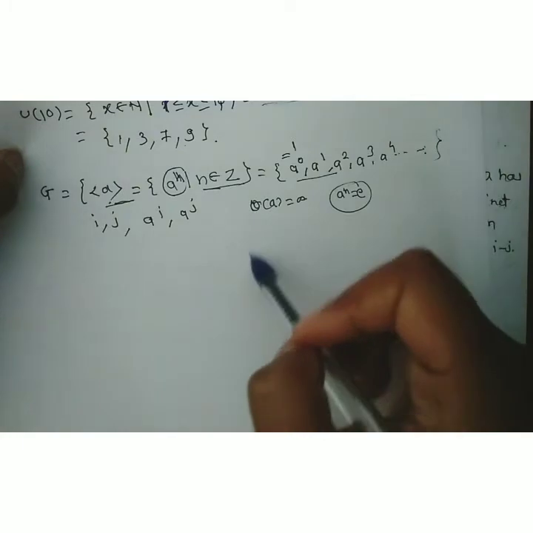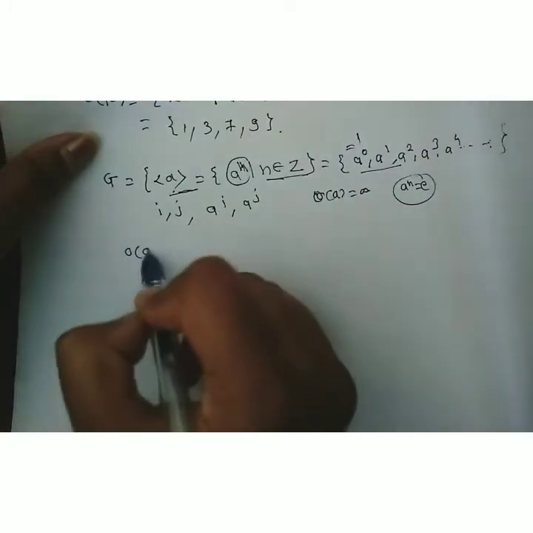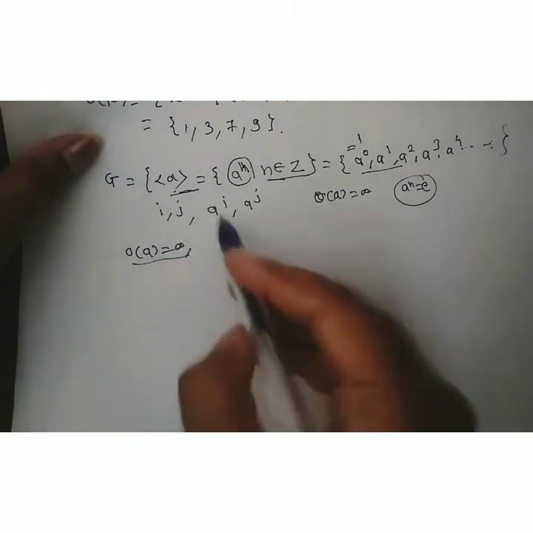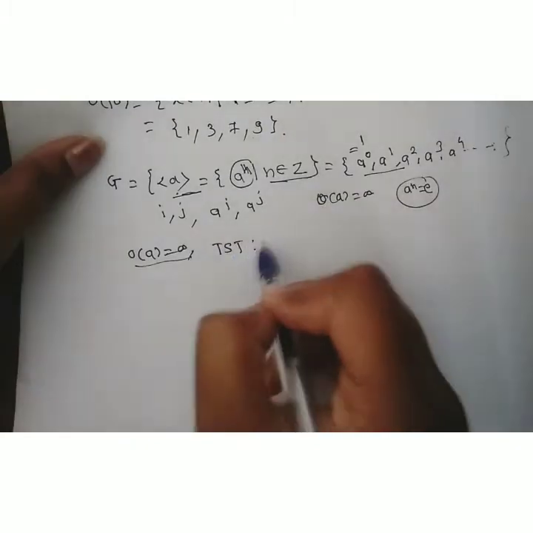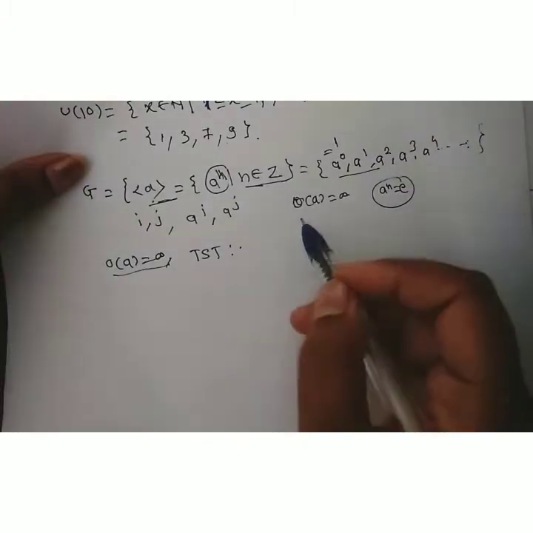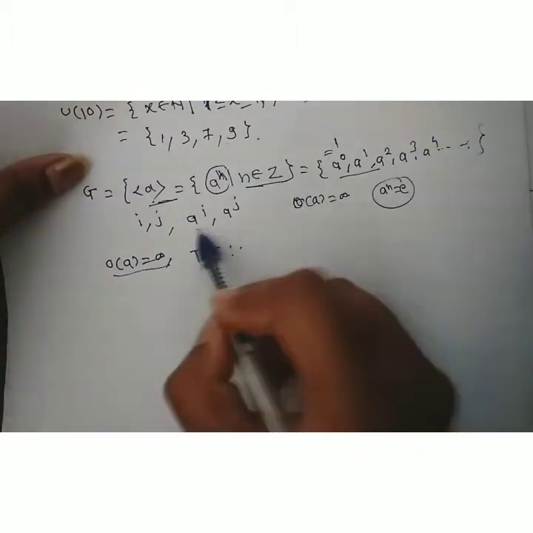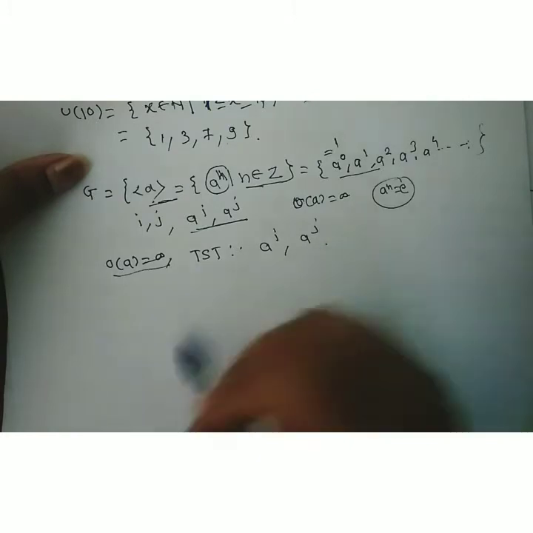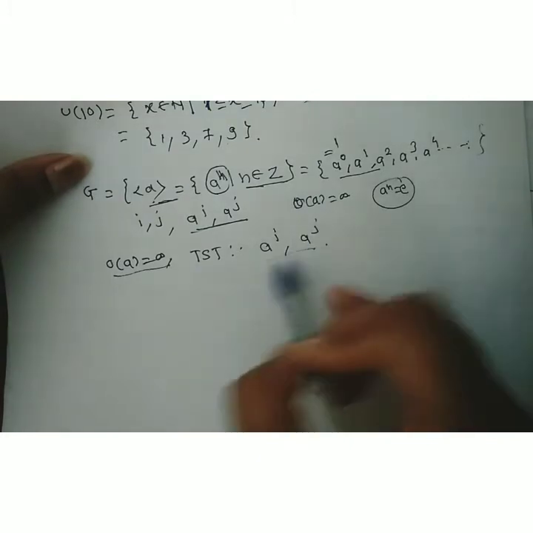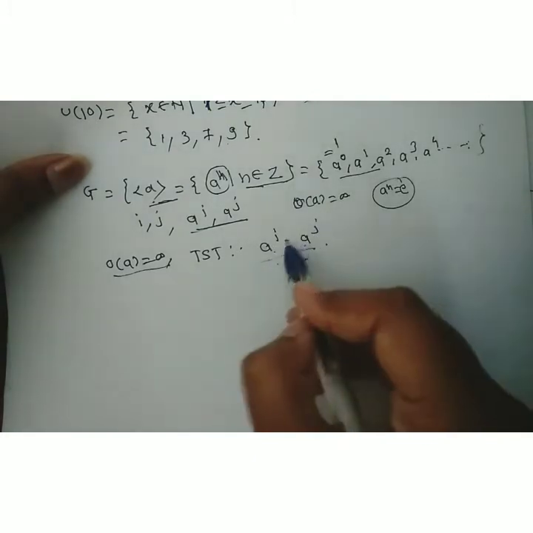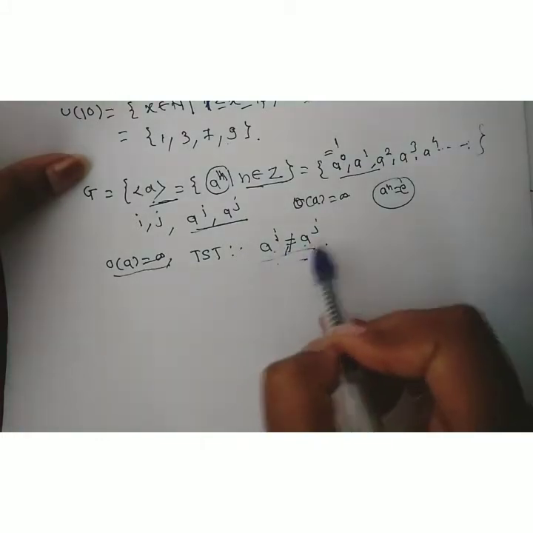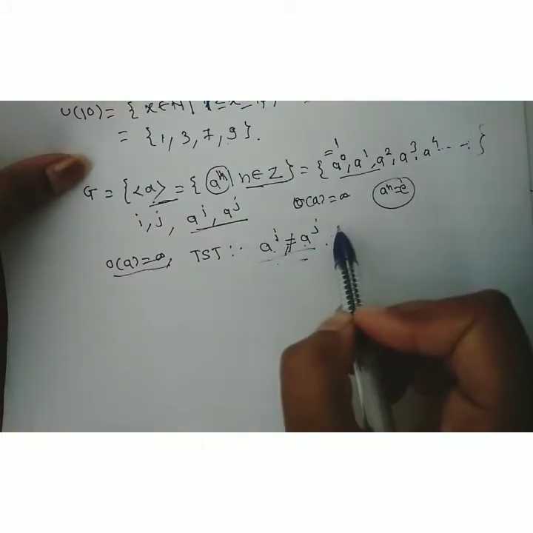Then, we have given the order of a is infinite. We have to show that if we consider any two elements of that group G, a to the power i and a to the power j, which are two elements of the group G, these two elements are distinct. That is, we have to show that a to the power i is not equal to a to the power j.